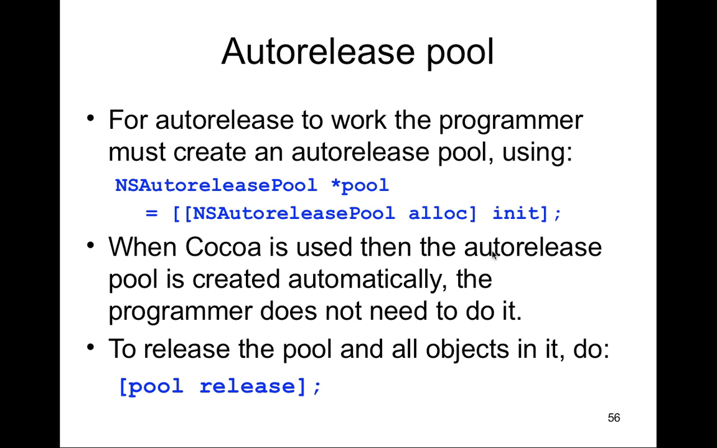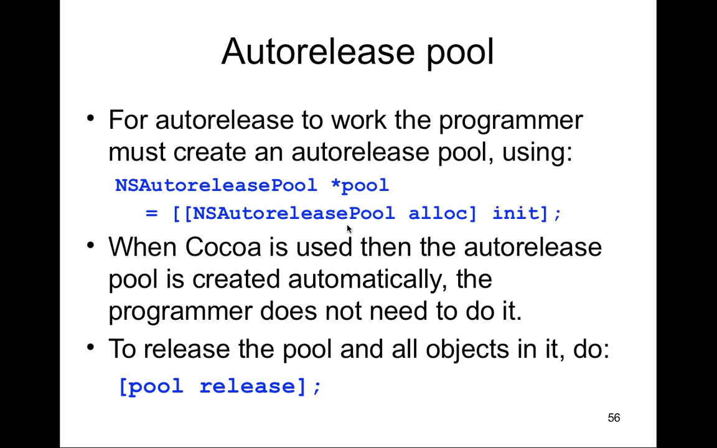When Cocoa is used, the autorelease pool is created automatically, so the programmer doesn't need to do it. If you do it, you can create it, or you can actually leave this line out. Most of our examples are going to have it in there. Probably in the future, if Xcode keeps going in the direction it's going, we're not going to have to do anything about memory.